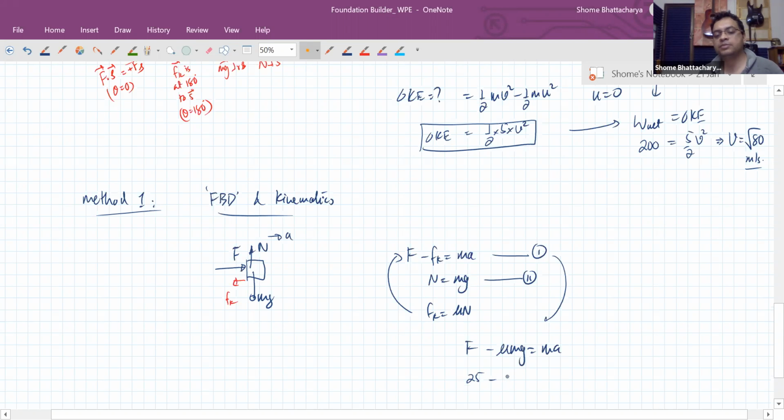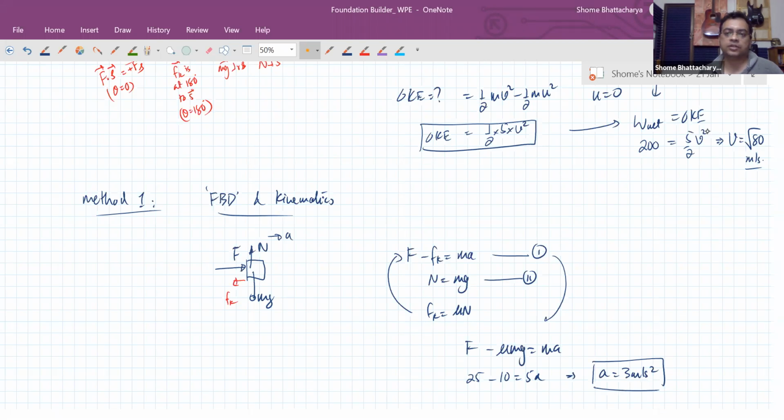So this is 25 minus 10, which becomes 5a. So what acceleration do we get? 3 meters per second squared. Now using kinematics, we can find the speed. Initial speed is 0, and we want to find the final speed. Which relation will you use? v squared is equal to u squared plus 2as. You do that, and we'll get the answer.